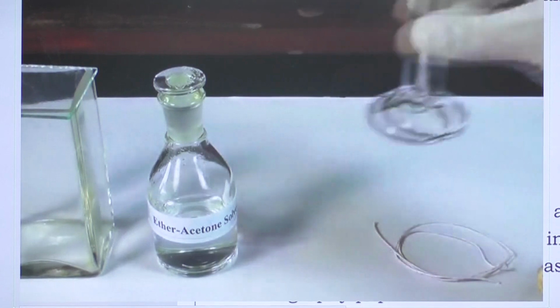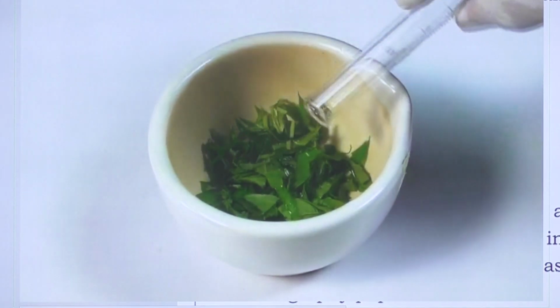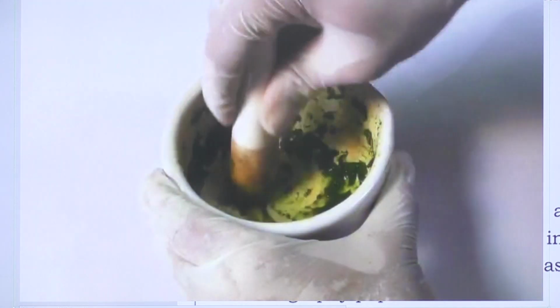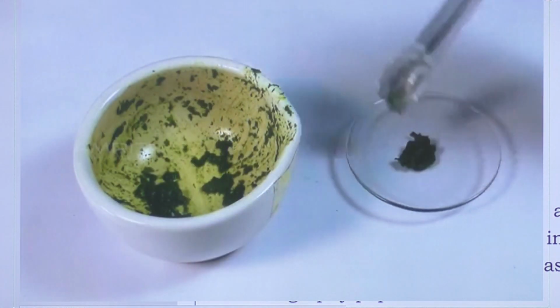Take a measuring cylinder that contains 5 ml of acetone and pour it into the mortar. Grind the spinach leaves using the mortar and pestle. Place the extract into a watch glass using a spatula.